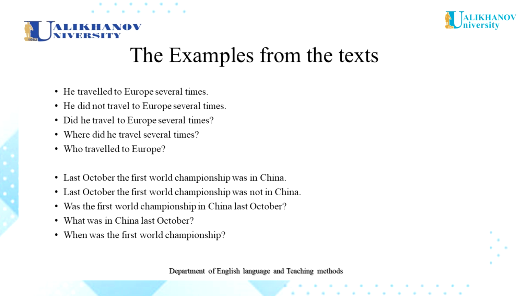Did he travel to Europe several times? It's a general question. The auxiliary verb did will be on the first place, then goes the subject of the sentence, and then the infinitive form of the verb. Where did he travel several times? It's a special question. On the first place will be the special word where. On the second place will be the auxiliary verb did. On the third place, the subject of the sentence, the pronoun he, and on the fourth place, the verb in the infinitive or in the base form travel.